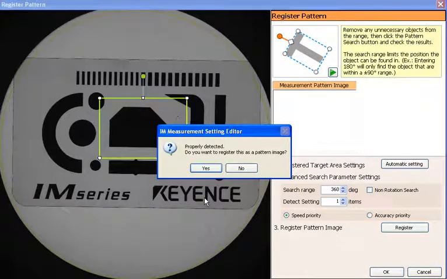In this video, we're going to talk about how to do your pattern registration on your IM. Pattern registration is a very important component for your IM because it allows the IM to locate a part and then also find its orientation on your stage. What the machine does is you actually teach it something that's a unique feature about that component.